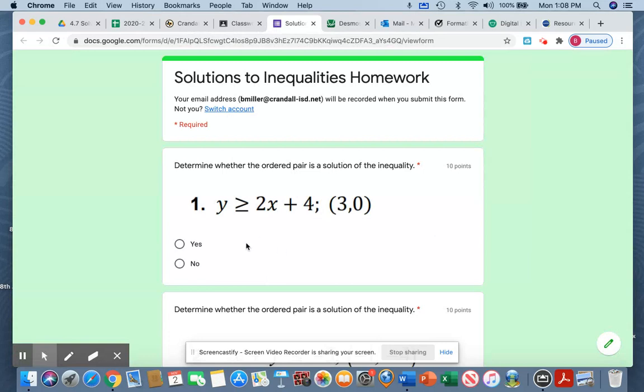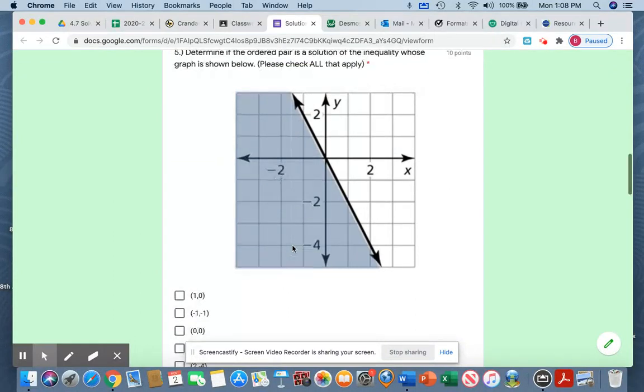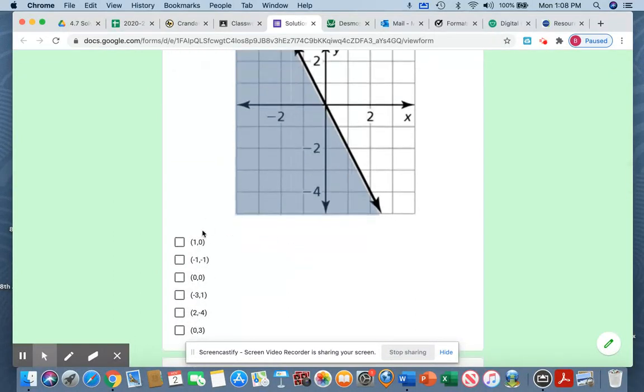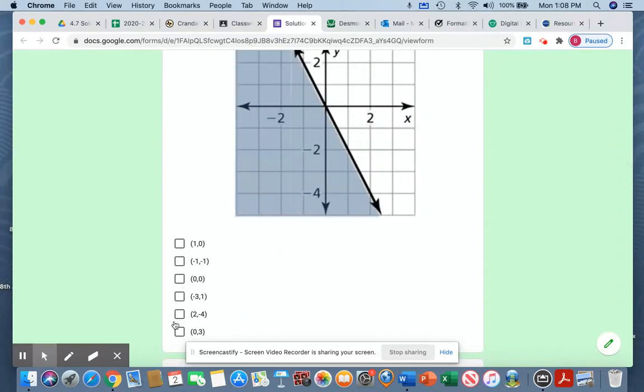This one, the first 4 are just asking you, is this point a solution? So you plug in your x, plug in your y, just like the first examples we did on the notes, and tell me yes or no. This one gives you a picture and you're telling me which ones are solutions, so you can check all that apply. There's going to be more than one, so you're going to check all that apply are in the shaded area or on the line.